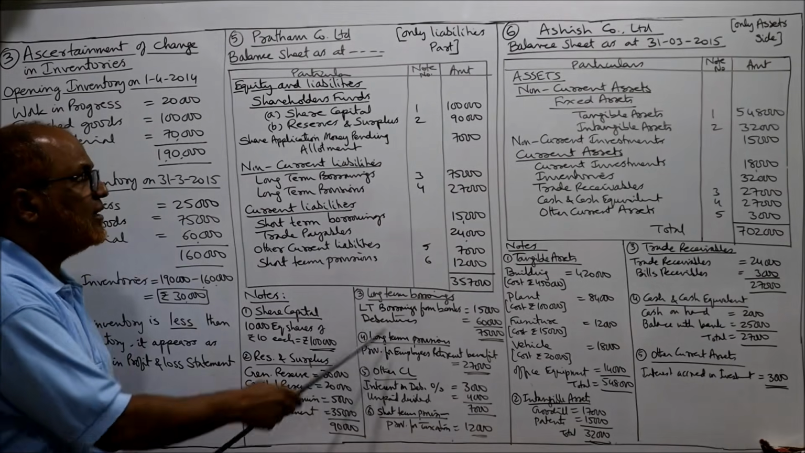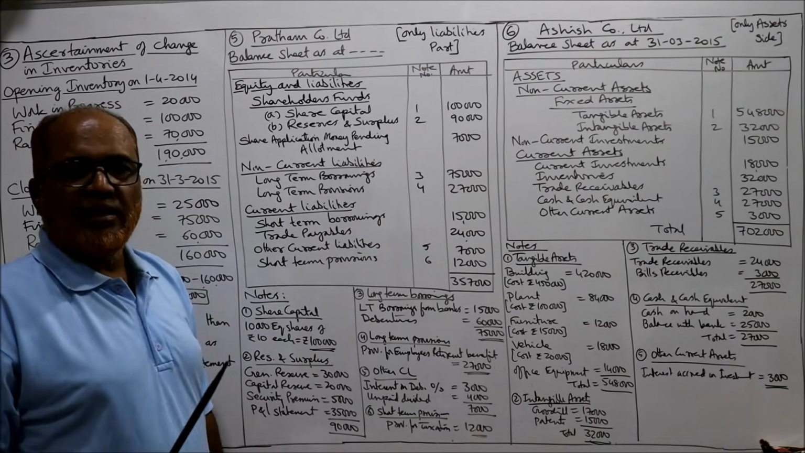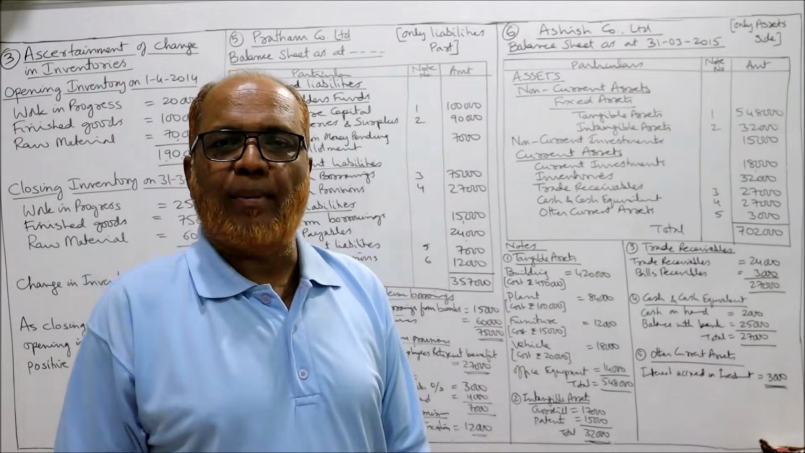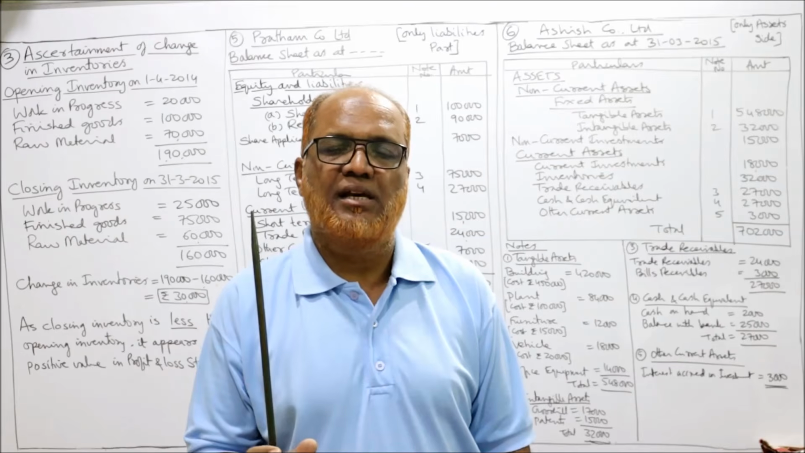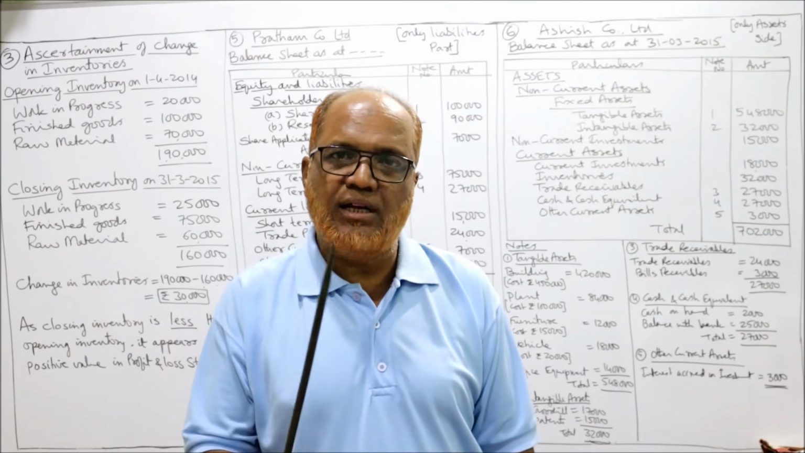The total of this is 90,000. So remember, the details should not be shown in the balance sheet. In the balance sheet, only one heading, reserves and surplus. In notes, we have to show the details.